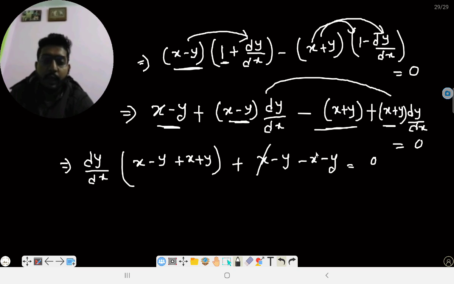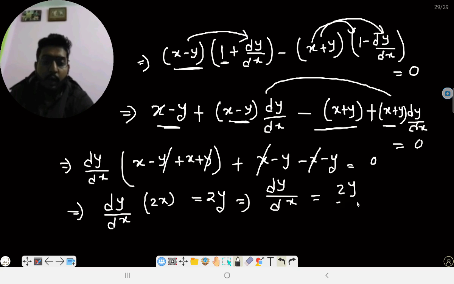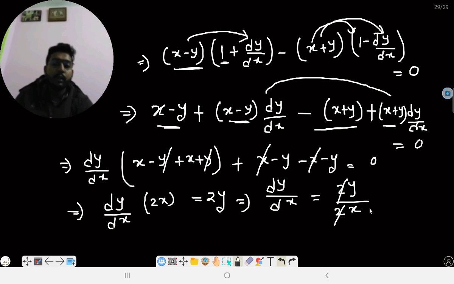So you can see x and x cancel out. So here also you can see y and y cancel out, so it will be dy/dx into 2x, and here it is minus 2y. If it goes there, it will be 2y only. So it will be dy/dx equals 2y by 2x. So 2 and 2 cancel out, it will be y by x.